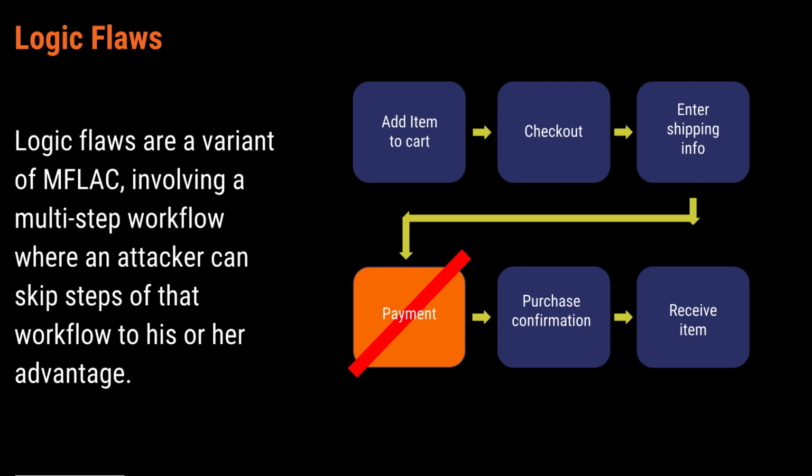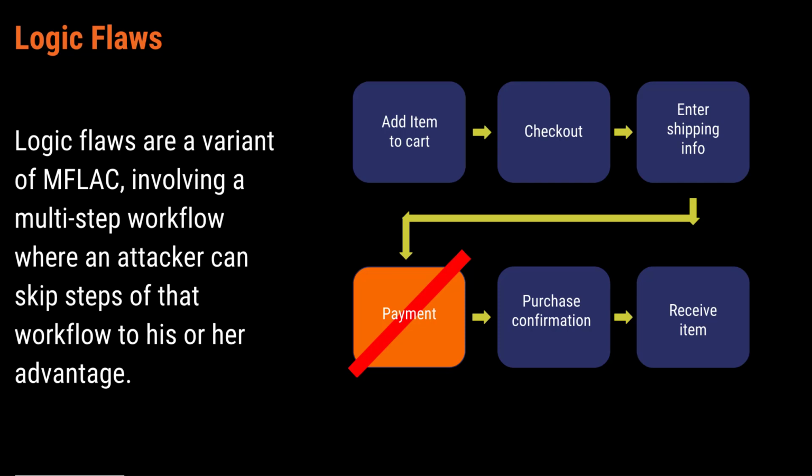On the right-hand side here, you see a 6-step workflow to purchase an item. The first step is you add an item to your cart, and then you check out, then you enter your shipping information, then you go to payment, enter your credit card information, then you get a purchase confirmation, and then you receive your item. Now, in this workflow, we can do the first 3: add an item to a cart, check out, and enter our info. Then we can try to bypass the payment method and go directly to the purchase confirmation, and then maybe we will receive our item.